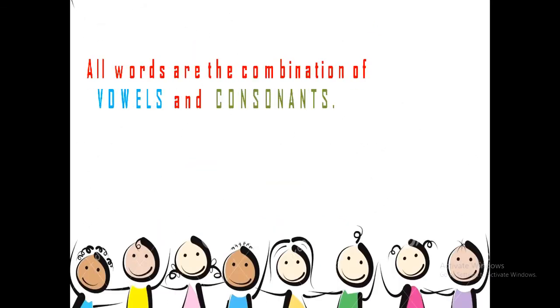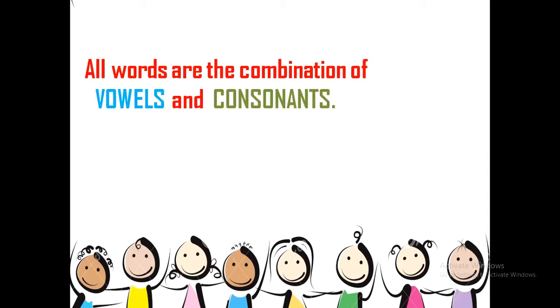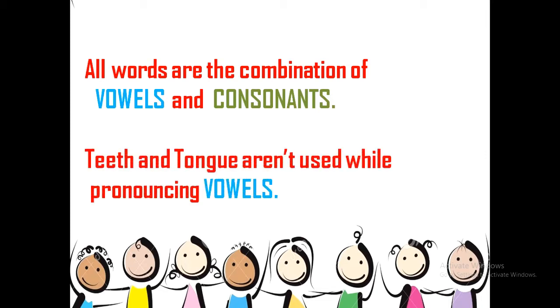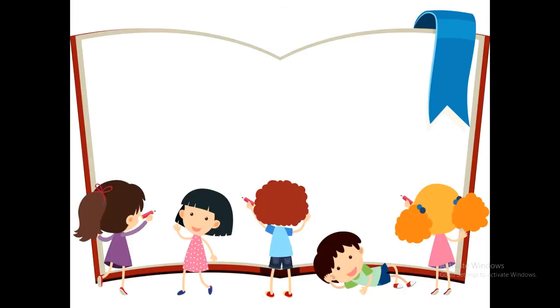In English, all words are the combination of vowels and consonants. While we pronounce vowels, our teeth and tongue aren't used. Let's identify vowels and consonants.